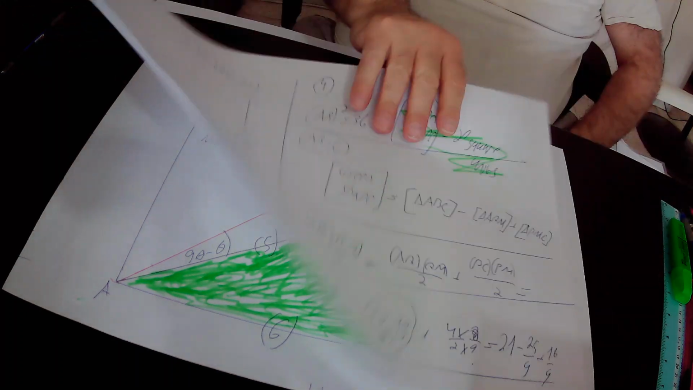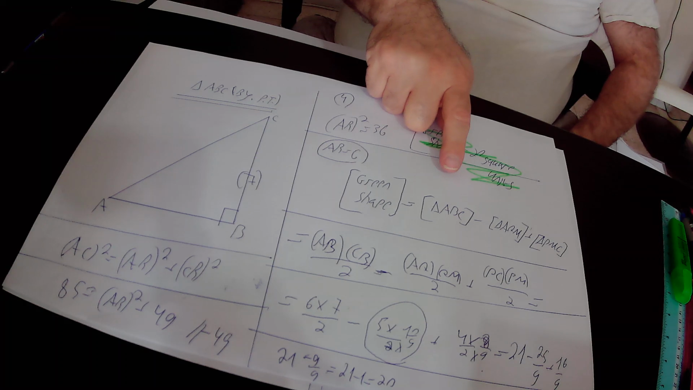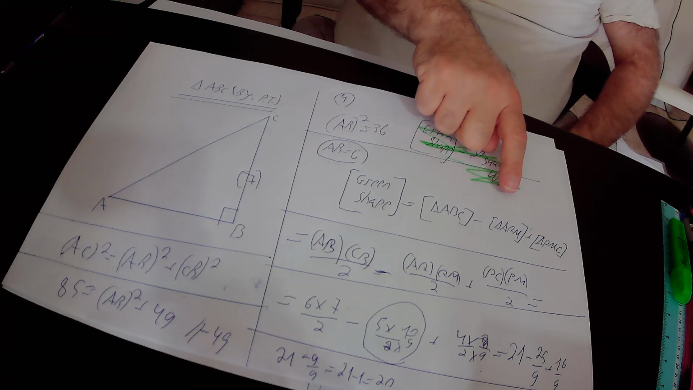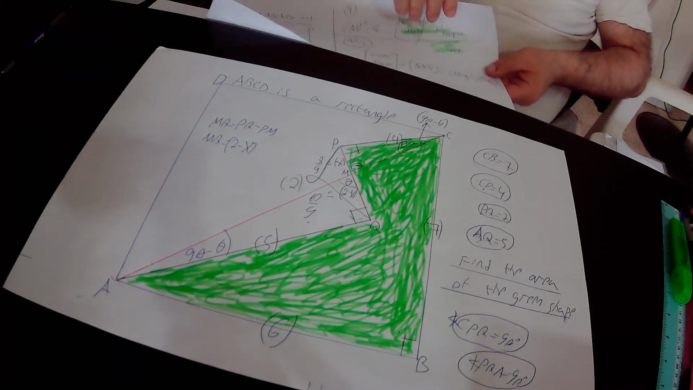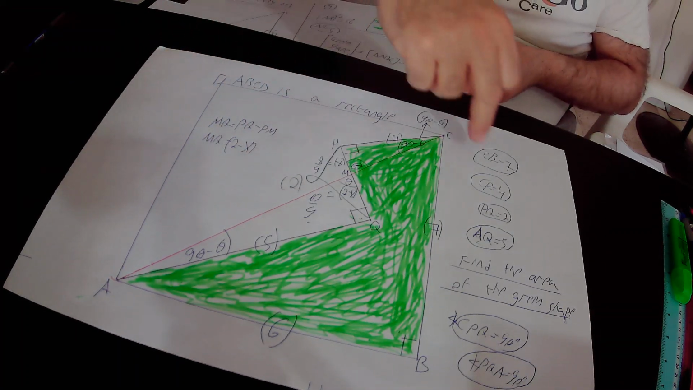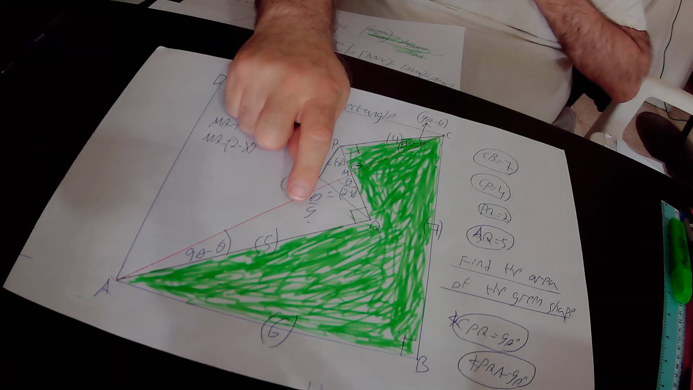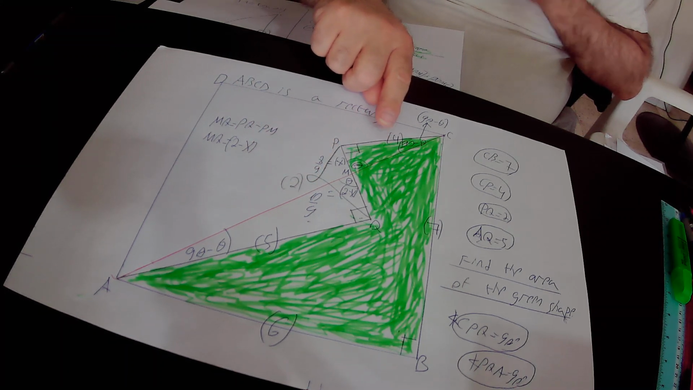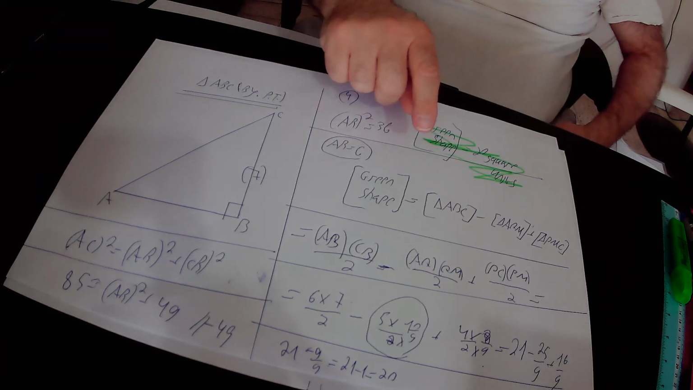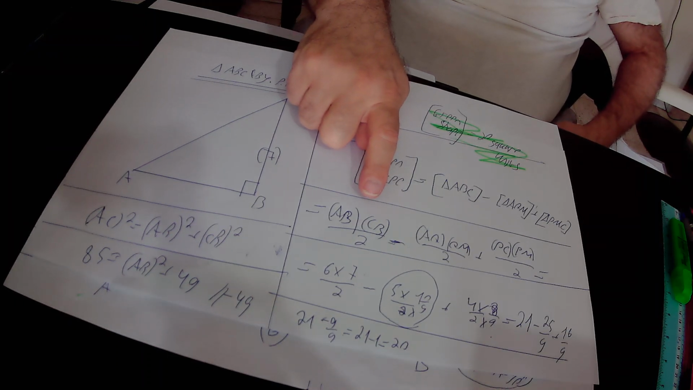So in total, the area of the green shape equals the area of the big right triangle ABC minus the area of the white right triangle AQM plus the area of the small green right triangle PMC. Again, the area of the green shape equals the area of the big right triangle ABC minus the area of this white right triangle AMQ plus the area of this small green right triangle PCM. Okay, so the area of triangle ABC equals the base AB times the height CB over 2.